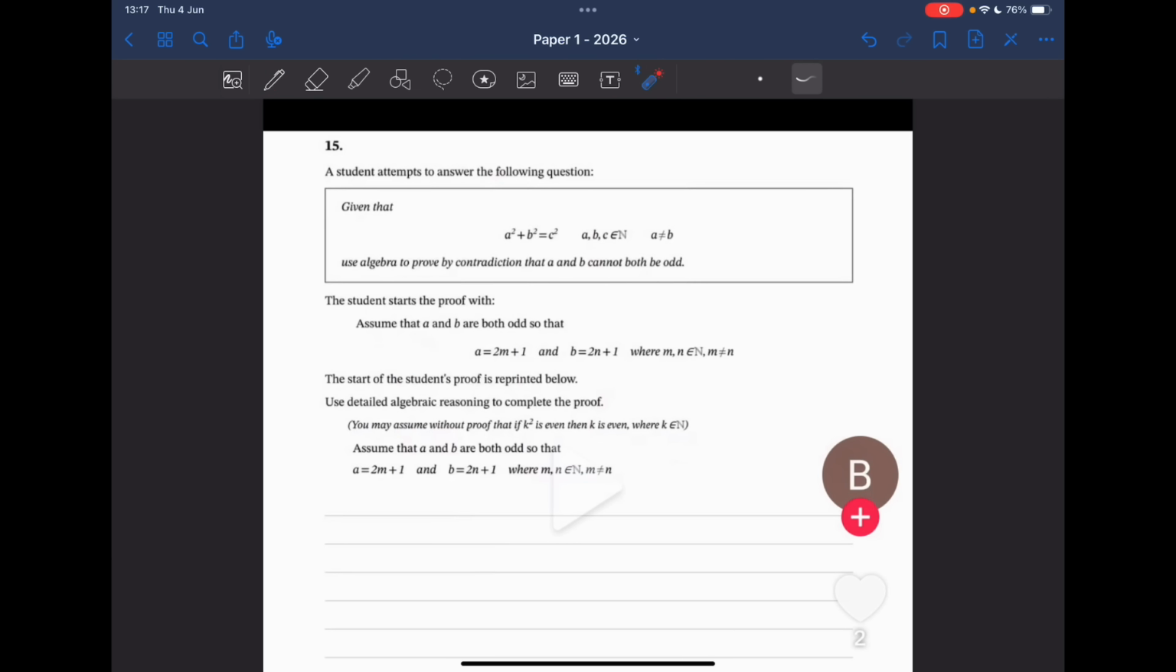So yeah, we have those assumptions they've done. Assumptions that a is 2m plus 1, b is 2n plus 1. They're all even. These are not the same, so they're different numbers. We know a, b, and c are always whole numbers as well. What we're going to do then is just start with the left-hand side.